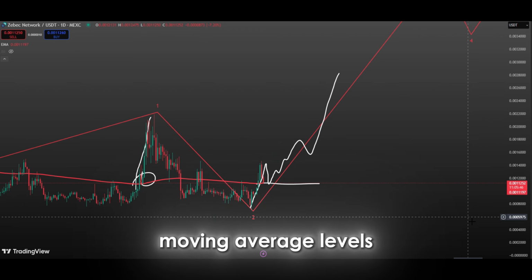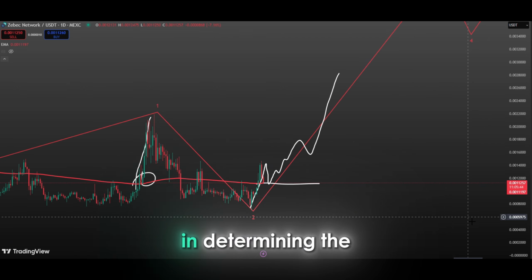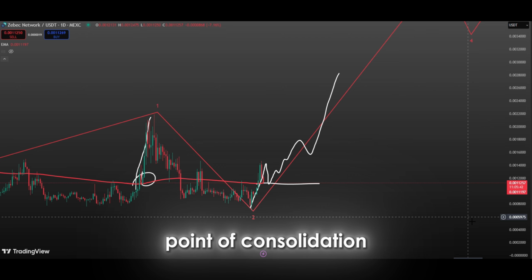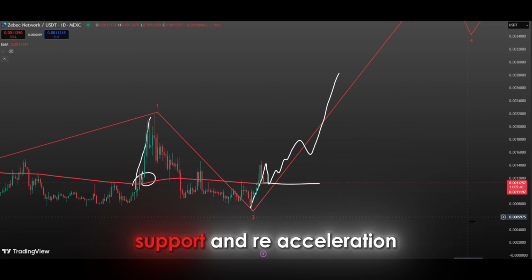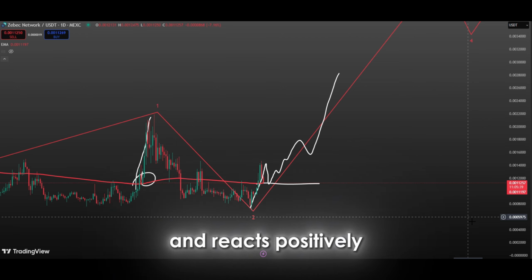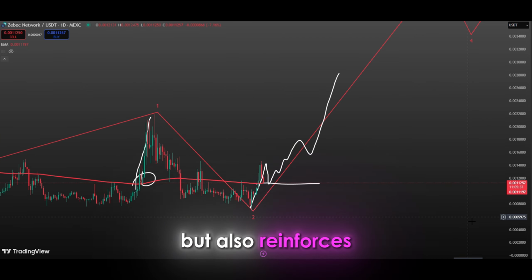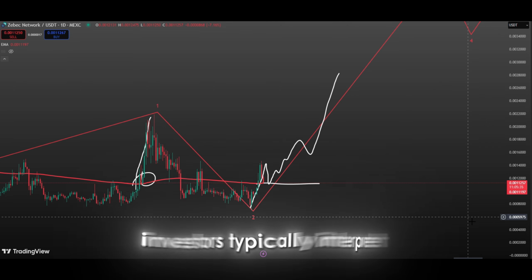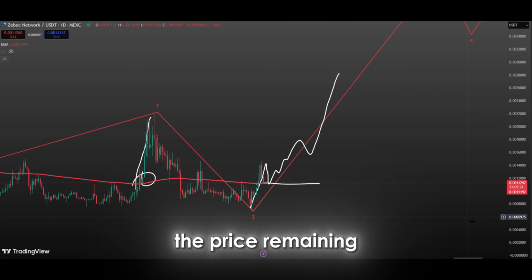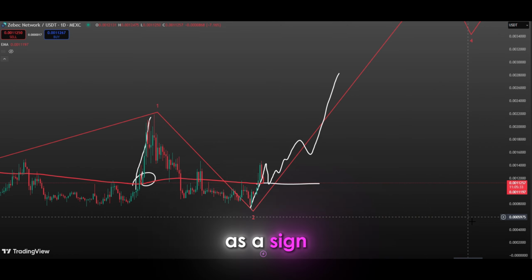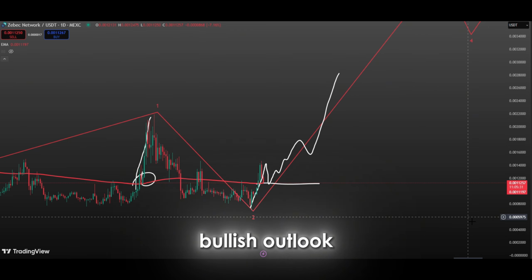Retests at such moving average levels can be highly decisive in determining the market's direction. This area often serves as a point of consolidation, support, and reacceleration. If the price holds firm here and reacts positively, it not only provides a technically bullish signal but also reinforces investor confidence. Investors typically interpret the price remaining above these critical averages as a sign that the market still has a bullish outlook and that buying pressure persists.